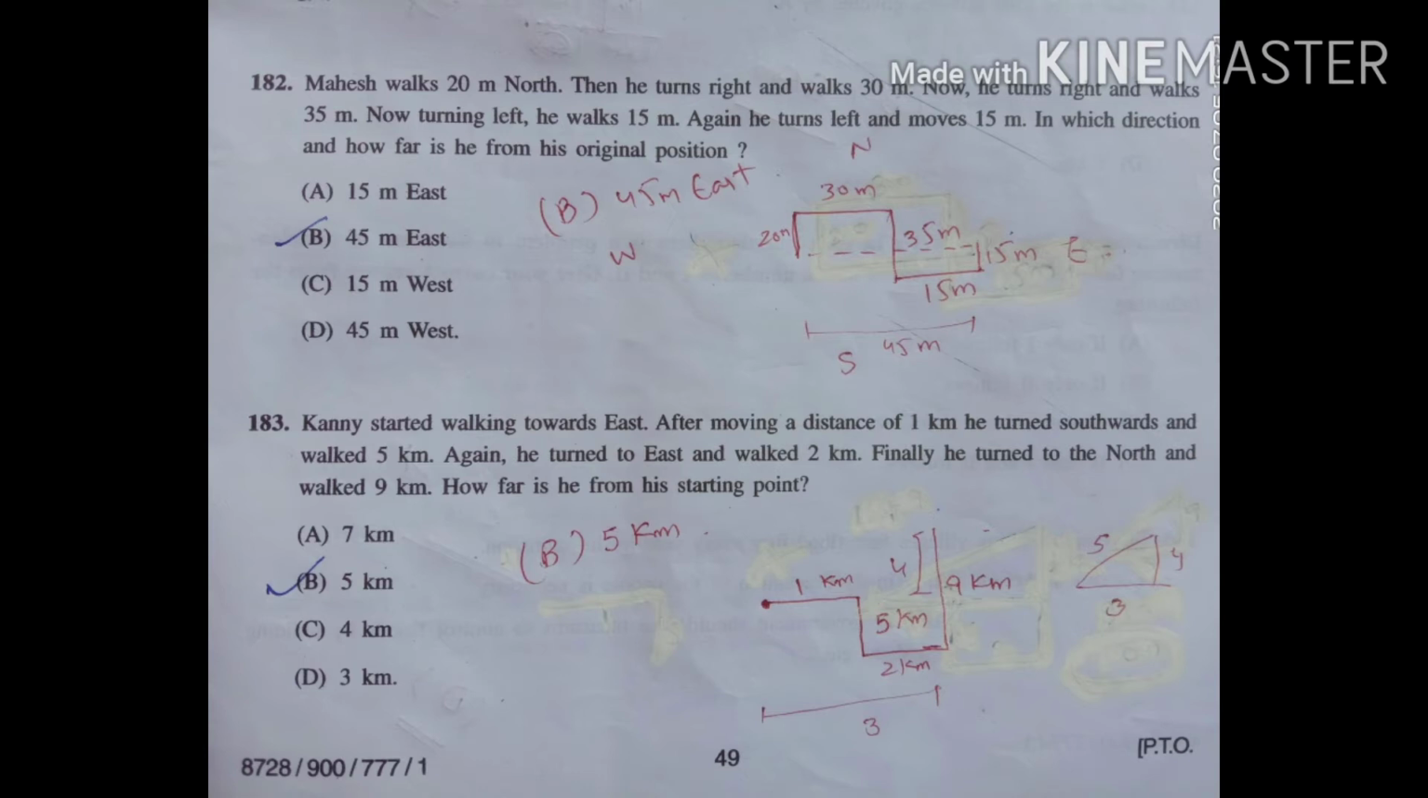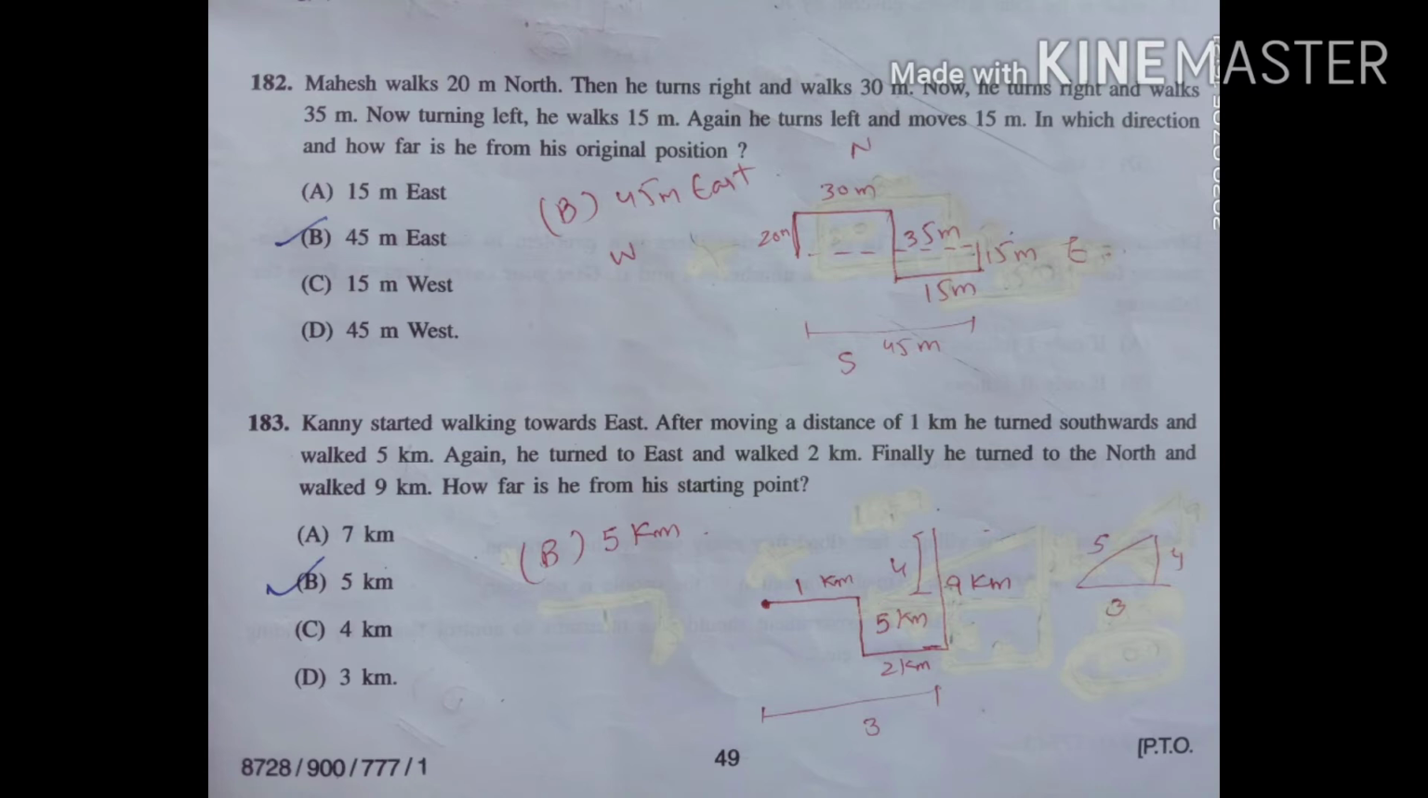So from the starting point, he moved to the north and then to the east, turned right, moved 30 meter. Then again he turned to south direction for 35 meters. Then again he took left side and walked 15 meter. Then again left side, walked 15 meter. So he is in the east direction at 45 meter. Option B.